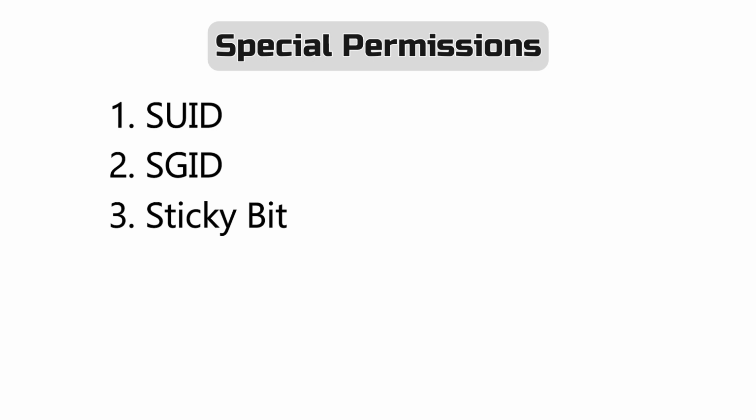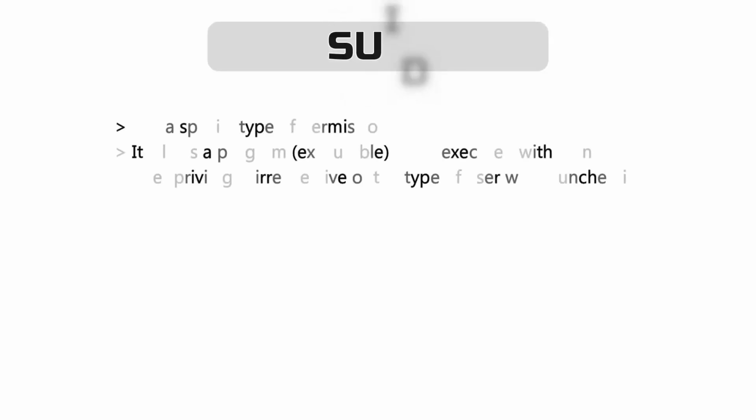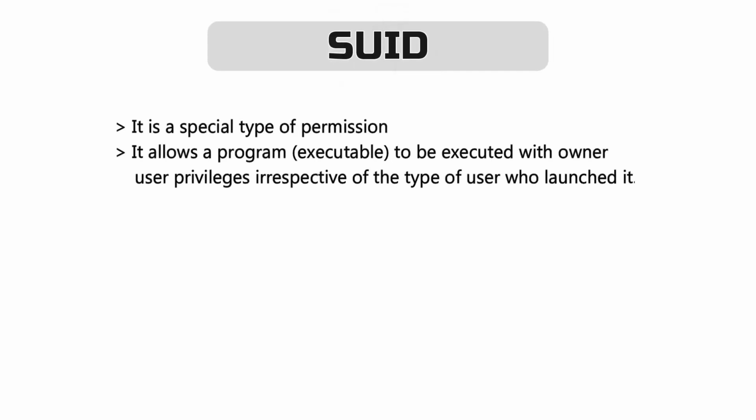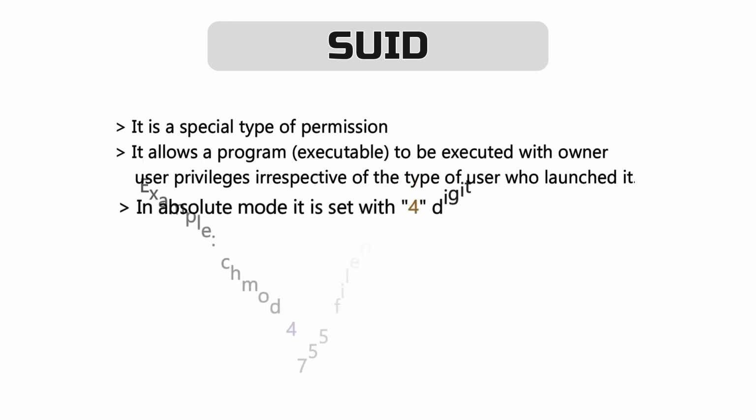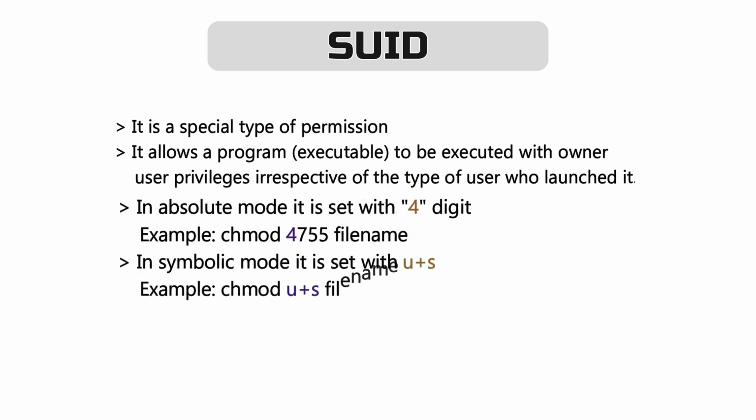SUID permission. SUID stands for Set UID Permission, also known as Set UID Bit Binary Permission. A binary file set with SUID permission is just a normal file but with extraordinary permissions. In simple words, an executable file with SUID is a special file not because of its content but because of having SUID permission. So what's so special about SUID permission? Well, this permission allows a program or an executable file to be executed with the owner user privileges instead of being executed with the privileges of the user who launched it.